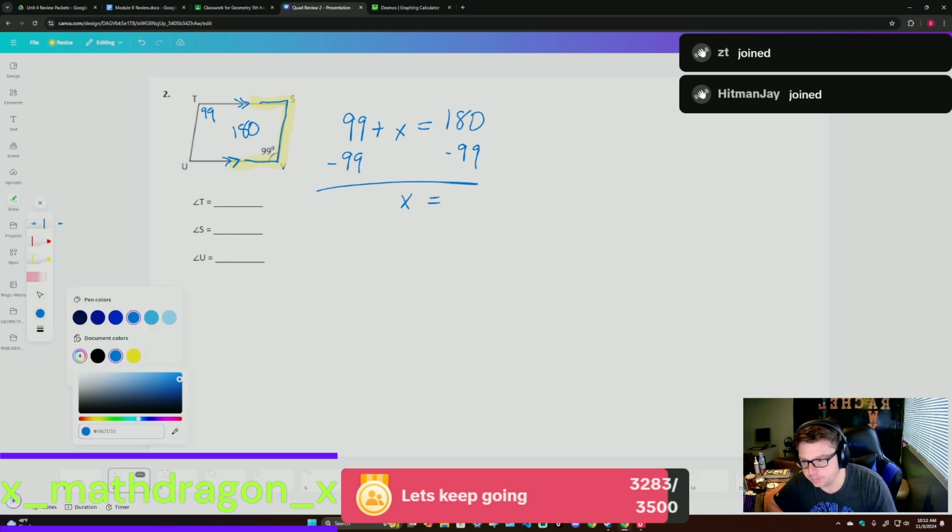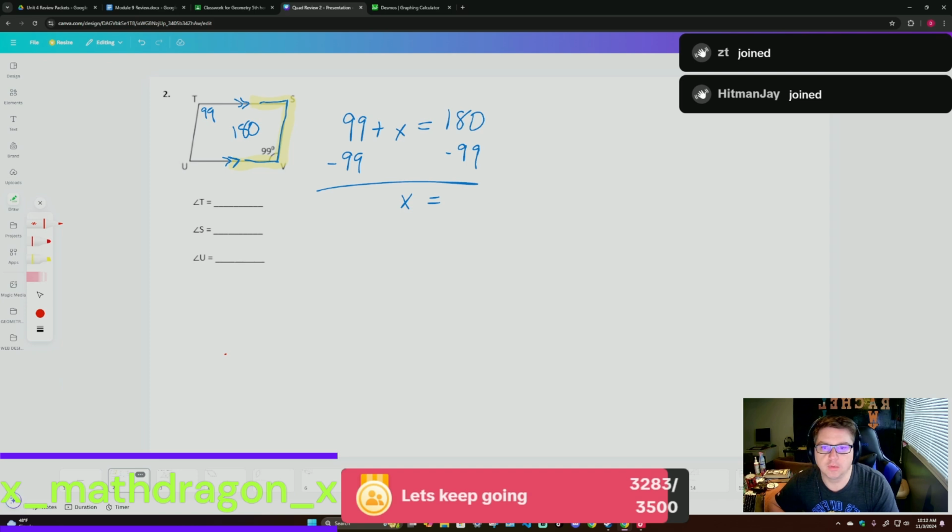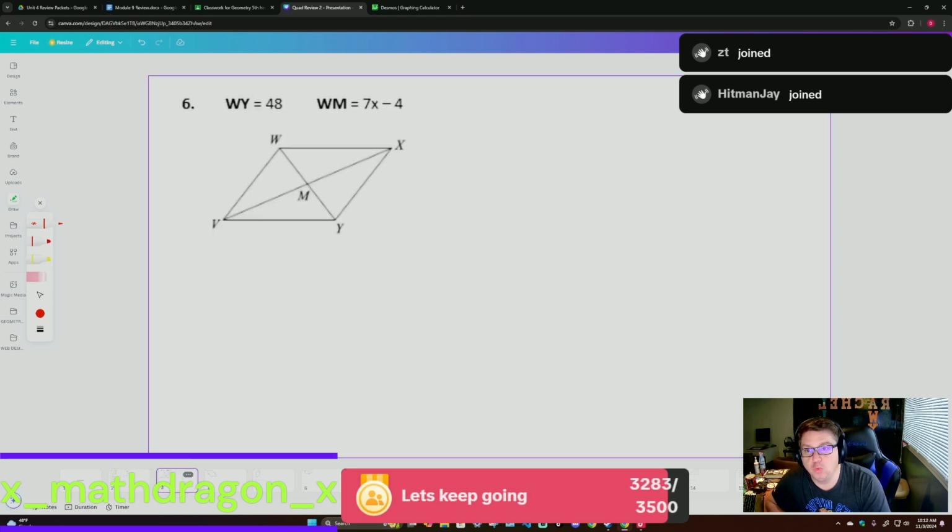All right, do this, 17, and that will be 80, and that will be 1, so this will be 81. And then opposite angles are congruent in parallelograms, actually in a lot of quadrilaterals, but we're starting with parallelograms. So we have angle U is 81, and angle S is 81, and angle T is 99, okay?